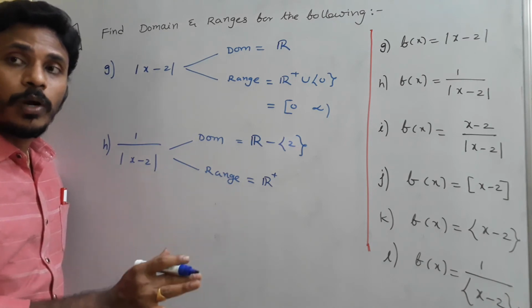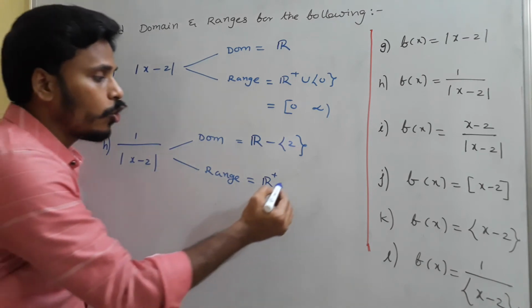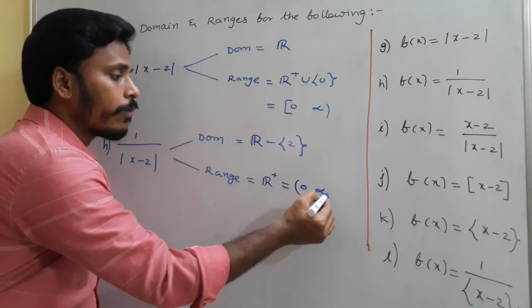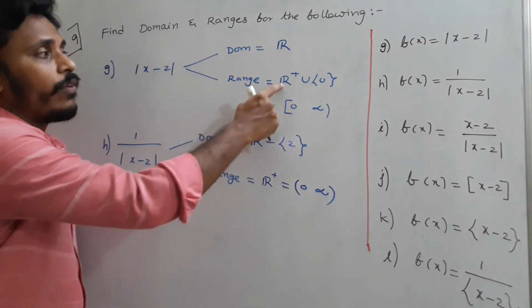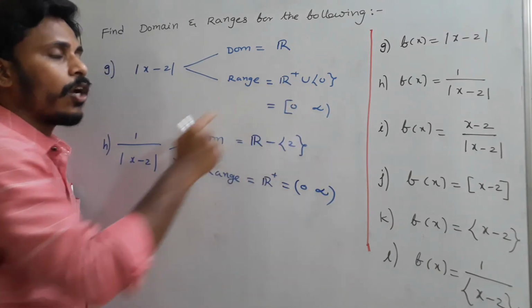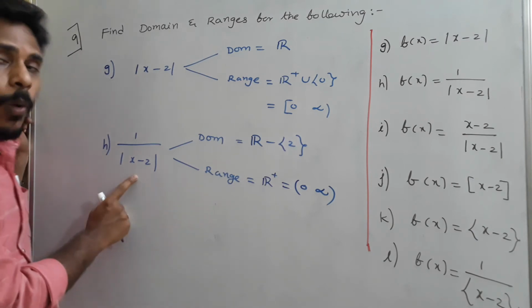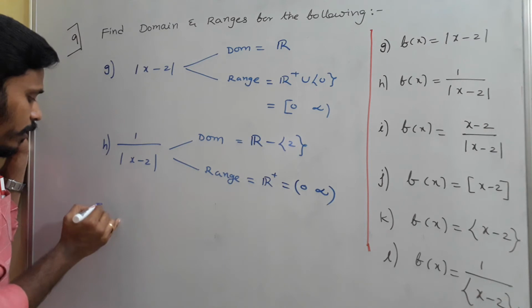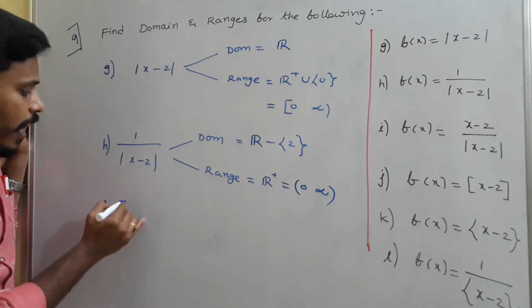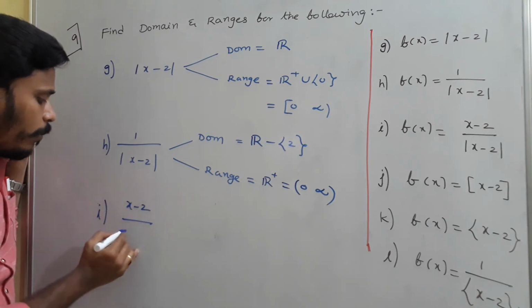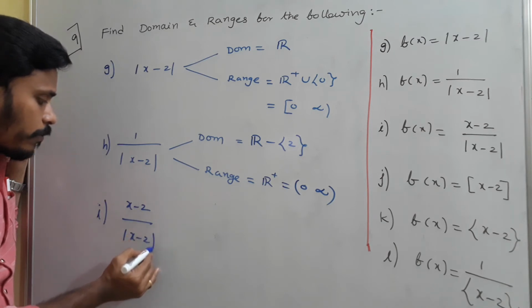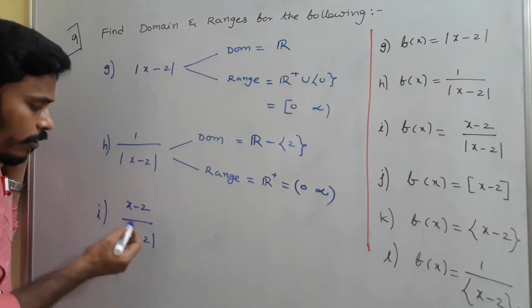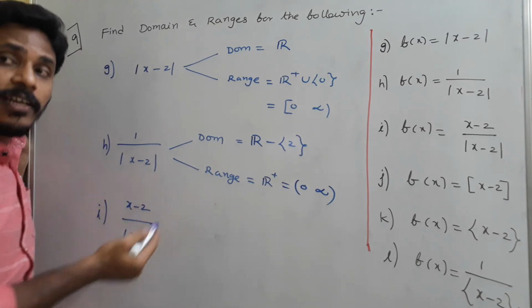Positive real numbers means the open interval 0 to infinity. If 0 is included, then we write it as the closed interval 0 to infinity. For 1 by mod x minus 2, this is the domain and that is the range. Then think about i. What is that? x minus 2 divided by modulus of x minus 2. We know for this function we sketched the graph also.